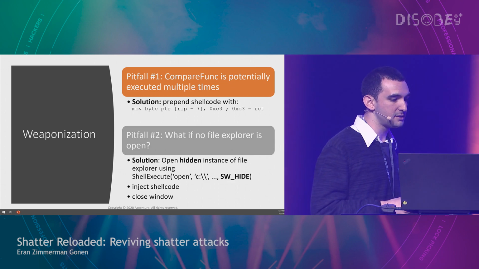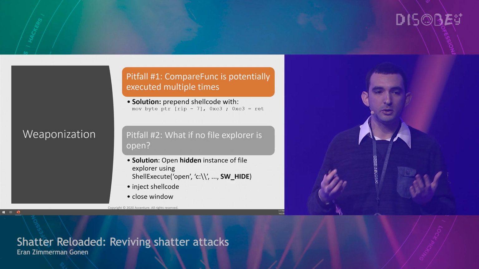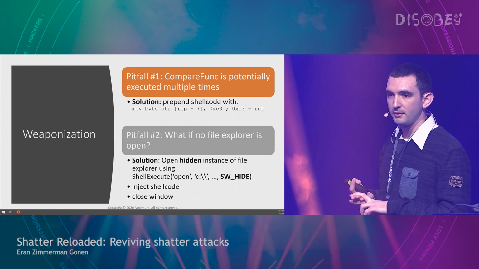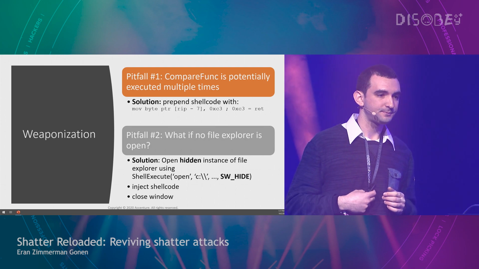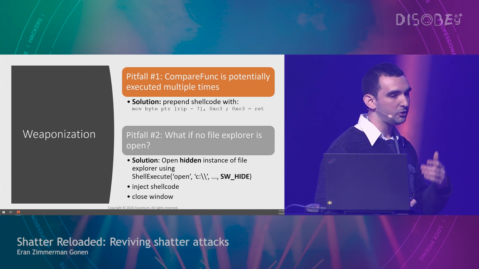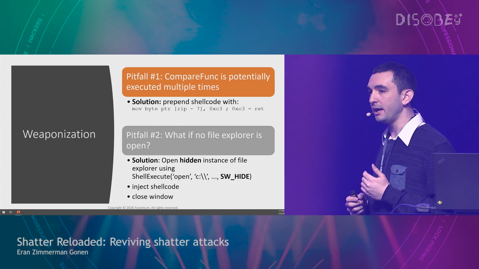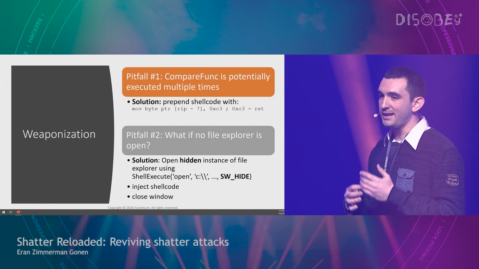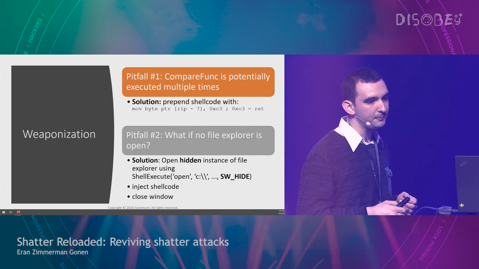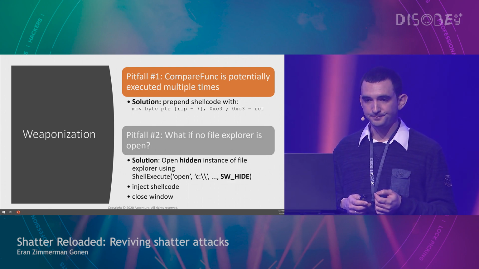Now, the second thing we saw is that sometimes the File Explorer window is not open. If the window is not open, then we have no status bar, no edit box, and no tree view to interact with. So we have to open one of our own. What we did is we called ShellExecute, giving it a parameter of open and a valid path such as a slash, and gave it a flag of SW_HIDE. This flag tells the system to open the window in a hidden mode, so the user will not see anything. We then inject our shellcode as before, and we can even close the window because now our code is running from the memory space of that process.